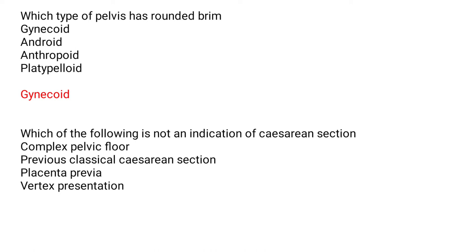Which of the following is not an indication of caesarean section? And the options are complex pelvic floor, previous classical caesarean section, placenta previa and vertex presentation. In this question, you need to concentrate on not an indication. So the answer is vertex presentation.